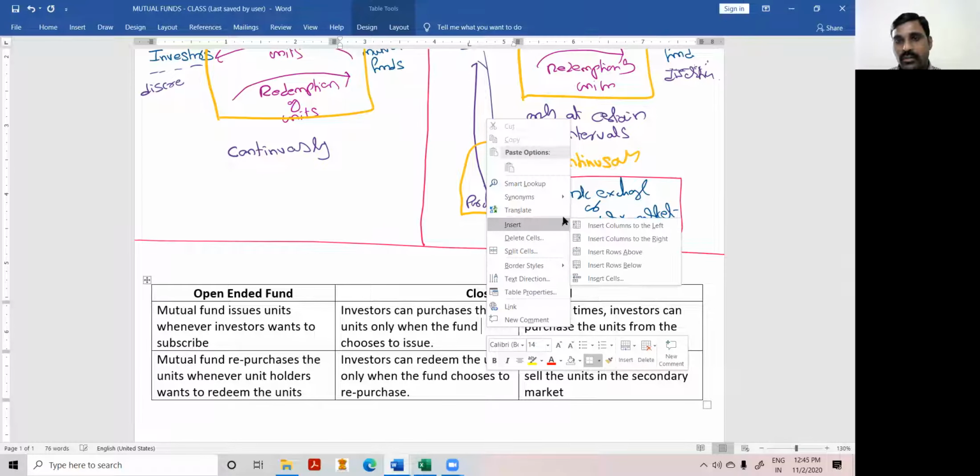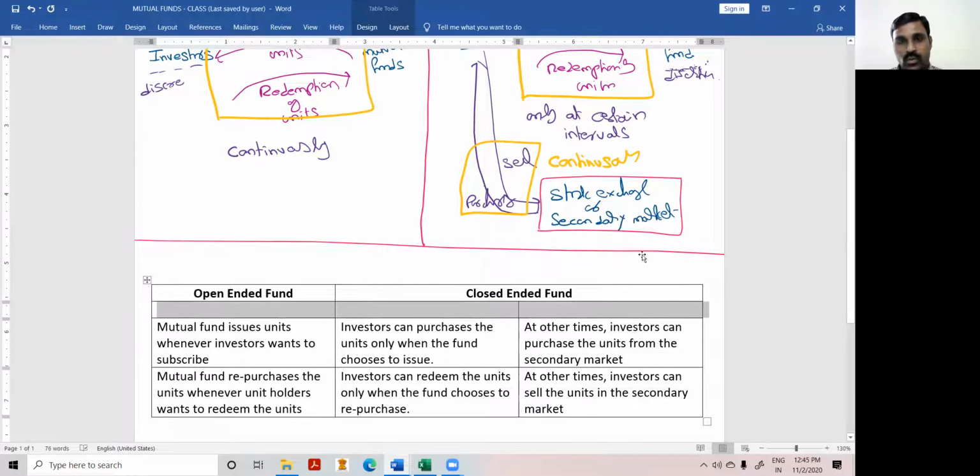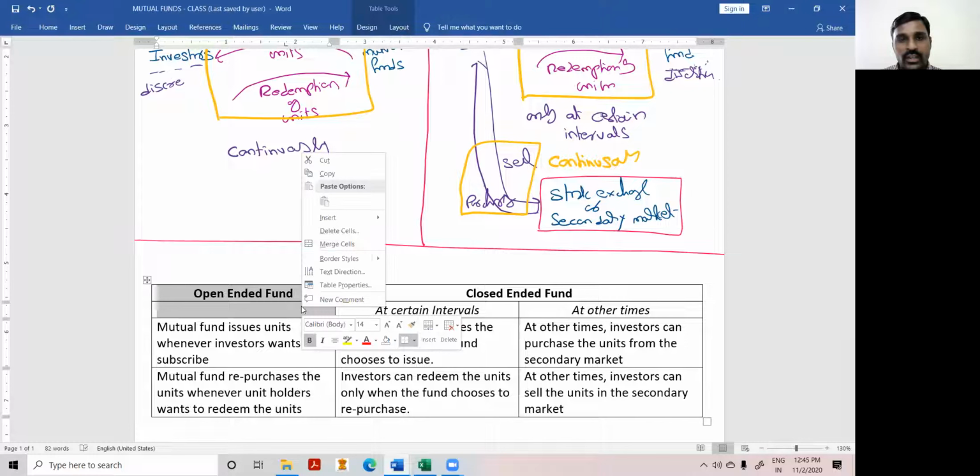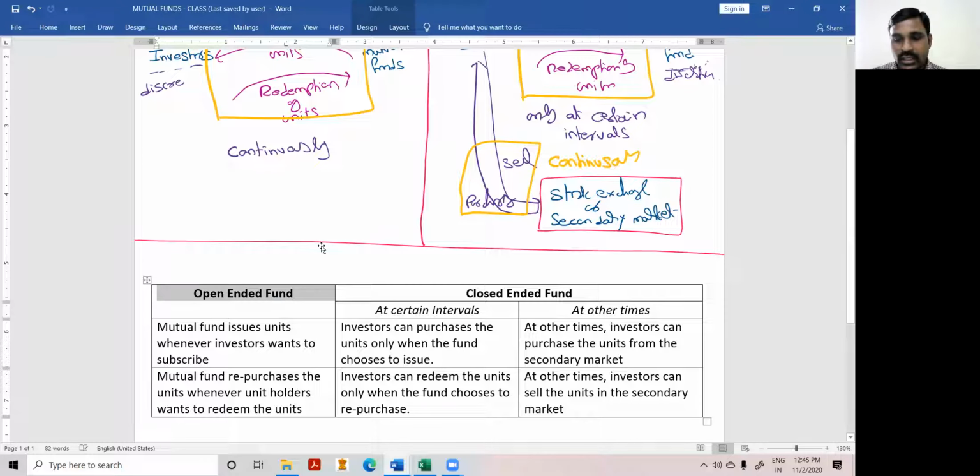Let me insert one more. At certain intervals, next at other times. This is at other times. So this is open-ended fund and closed-ended fund. In case of open-ended fund, whenever they want to purchase, the fund issues. Whenever they want to redeem, the fund repurchases. But in case of closed-ended fund, whenever the fund issues, they have to purchase. Whenever the fund repurchases, they have to redeem.